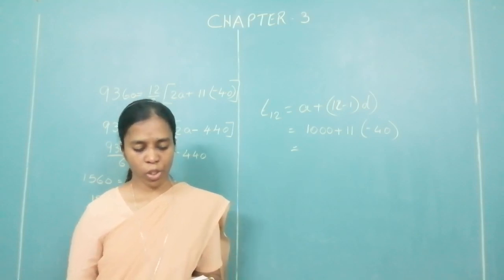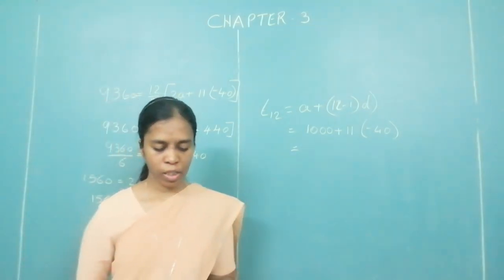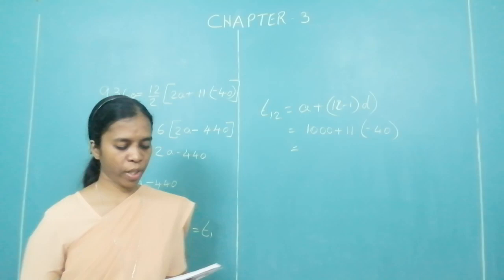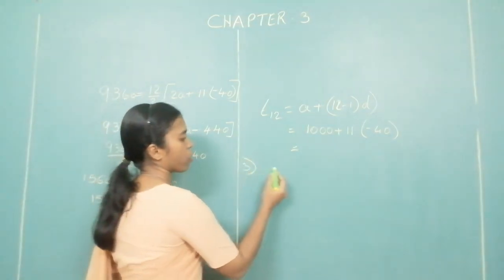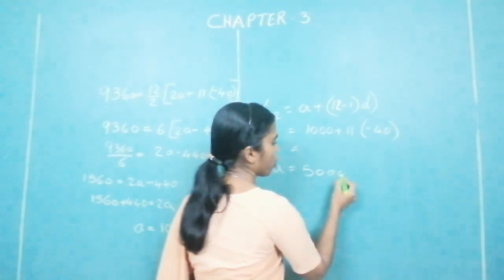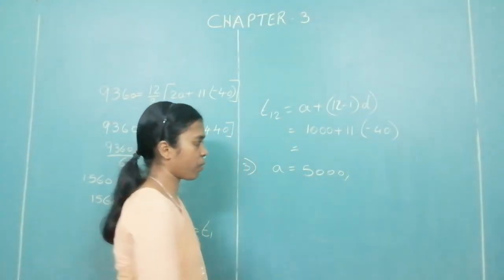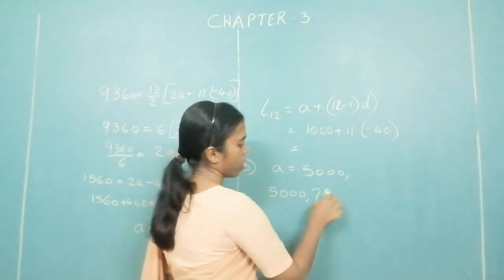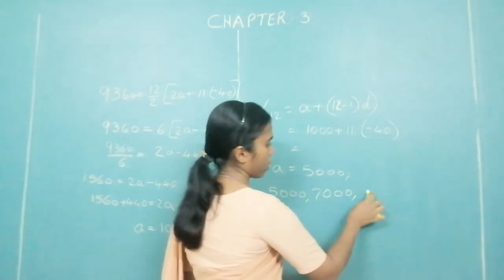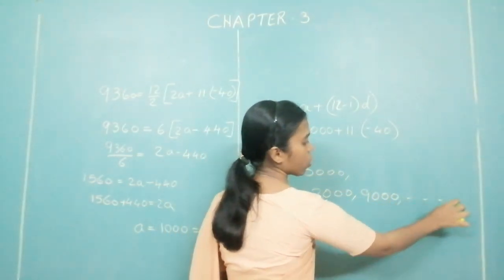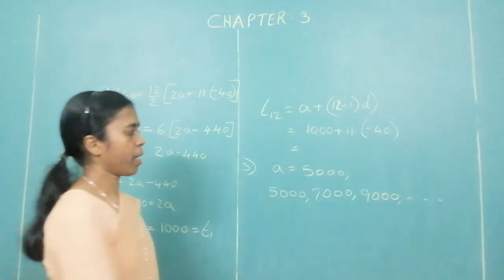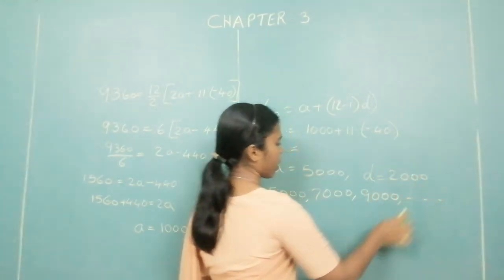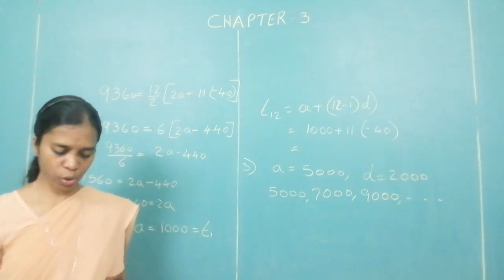We will go for the next question, question number 3. Sachin invested in a national savings certificate scheme. In the first year, he invested 5,000. So, in the first year, he invested 5,000 means A is 5,000 rupees. Okay. Second year, he invested. So, what is your AP over here? AP is 5,000, 7,000 and 9,000 and goes on. So, this is the AP. A is 5,000. So, what will the D be? D will be equal to T2 minus T1, that is 7,000 minus 5,000 is equal to 2,000.